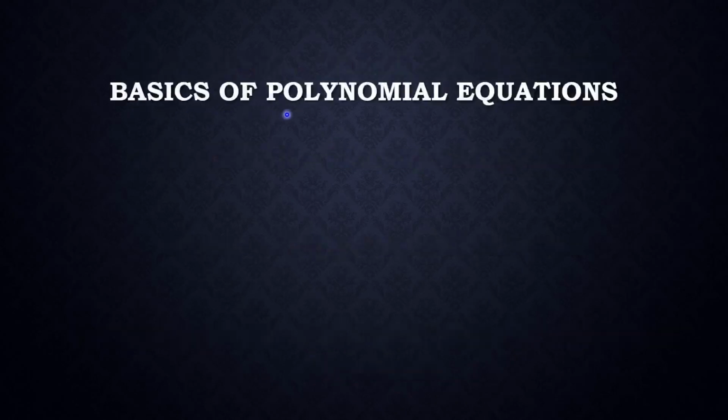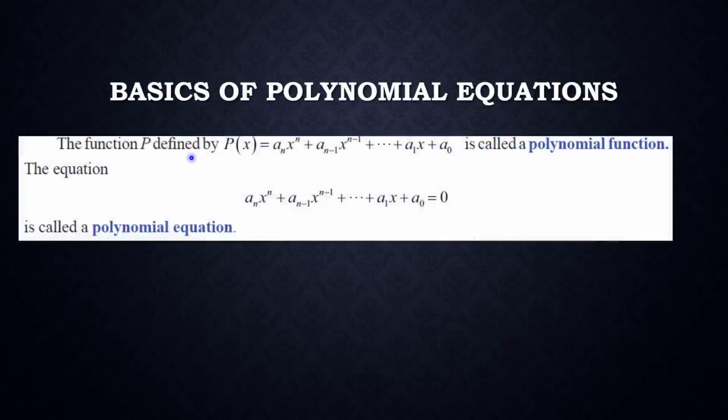Basics of Polynomial Equations. The function p defined by p of x, that is, a polynomial in terms of x: a_n x^n + a_(n-1) x^(n-1) + ... + a_1 x + a_0. Here a_0 represents the constant term. This is called a polynomial function. That is, if only p of x is defined, it is called a polynomial function. If it is written equal to 0, then this is called a polynomial equation.